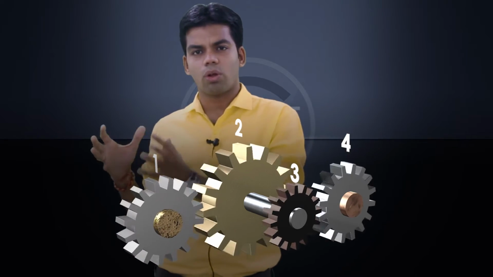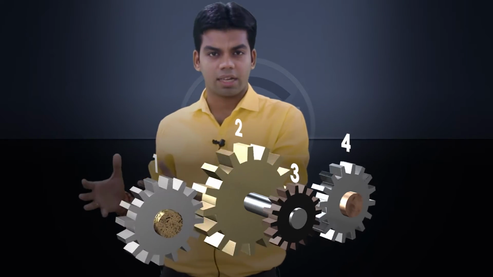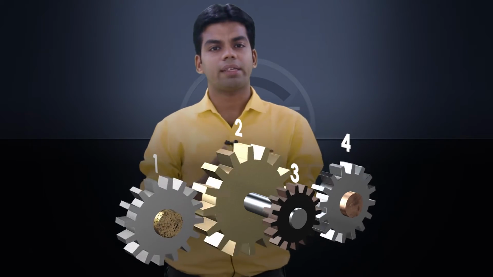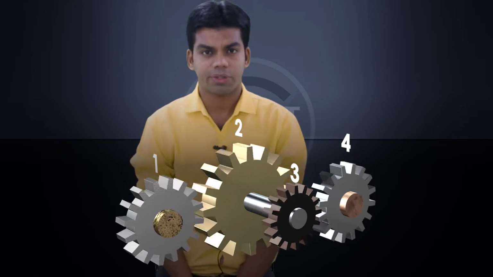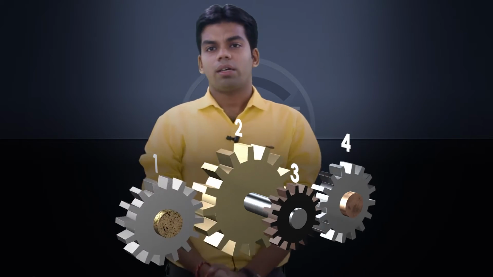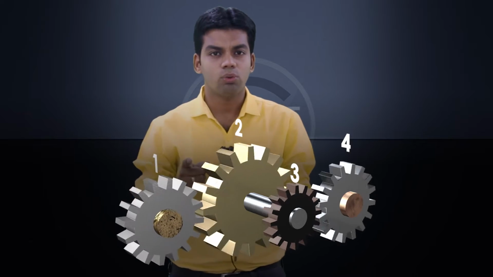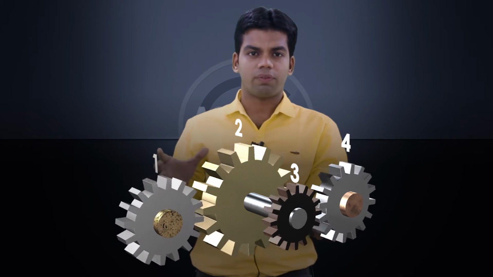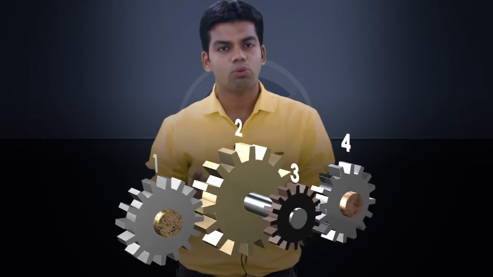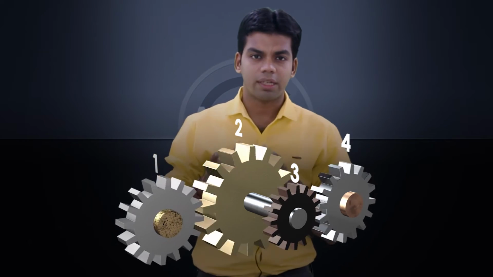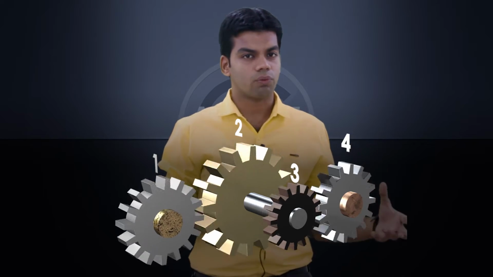So here you can call gear number 1 the driver gear, gear number 4 the driven gear, and gears 2 and 3 the intermediate gears. Now as I told you, in the combination of gear 1 and 2, gear 1 was the driver and gear 2 was the driven gear. Then in the combination of 3 and 4, gear 3 was the driver gear and gear 4 was the driven gear.